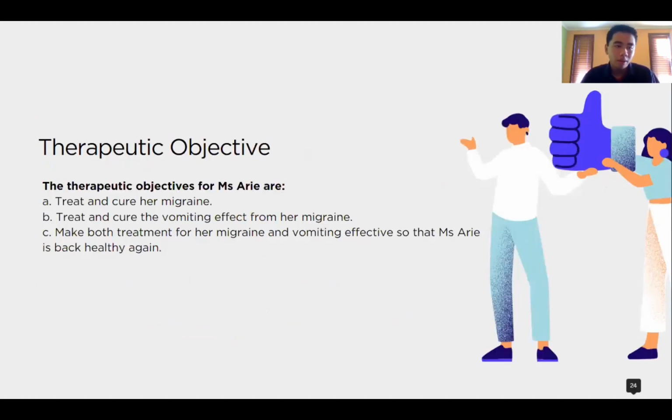There are 3 points of the therapeutic objectives for Ms. Ari. The first one is to treat and cure her migraine. The second one is to treat and cure the vomiting effect from her migraine. And the third one is to make both treatments for her migraine and vomiting effective so that Ms. Ari is back healthy again. That's all from me. Thank you.